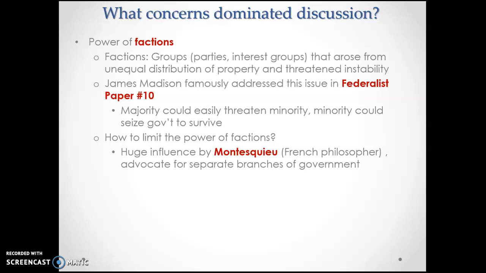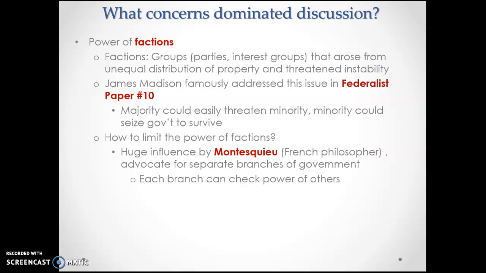The division of the government into so many different pieces was heavily influenced by the French philosopher Montesquieu, who first proposed the idea of separate branches of government. This was the birth of something critical in the United States government and foundational to the Constitution, which is checks and balances: each branch of the government, whether the presidency, the Congress, or the Supreme Court, has the power to check the other branches.